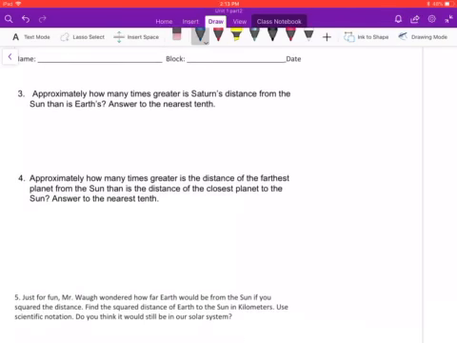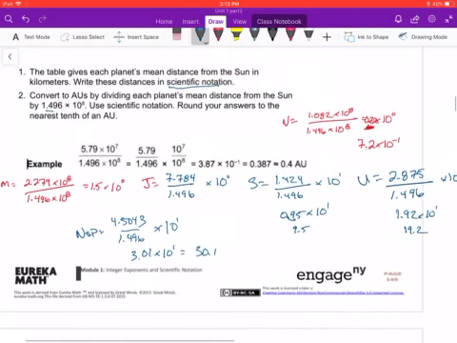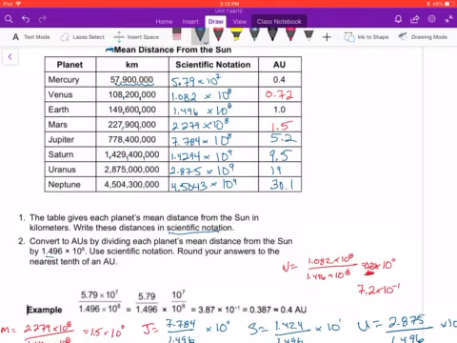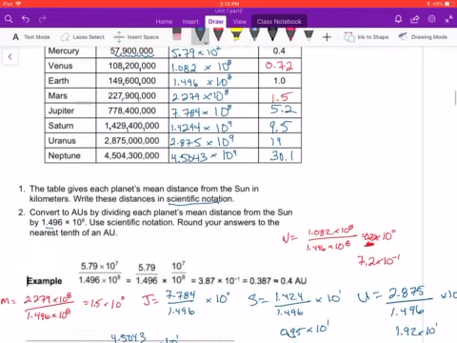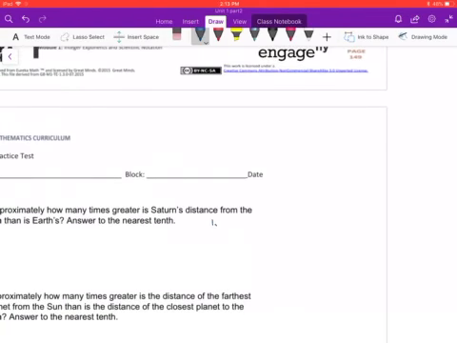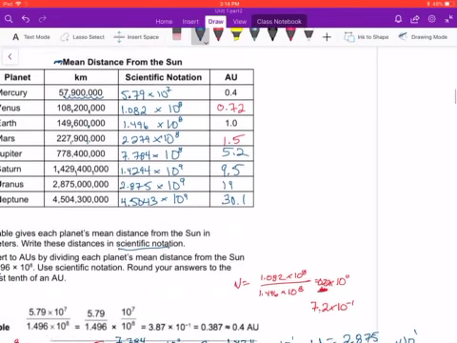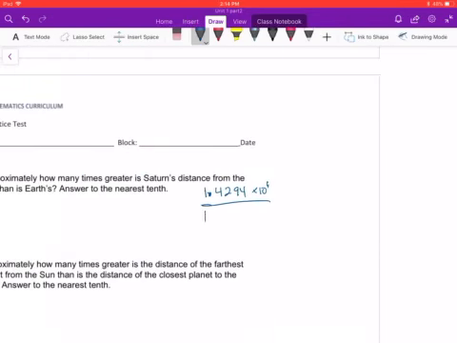It says approximately how many times greater is Saturn's distance from the sun than is Earth. So Saturn's distance, and I'm going to do it in scientific notation because that's what we're working in. Saturn's distance is this, 1.4294 times 10 to the 9th. Earth's is, I got to go back up there, 1.496 times 10 to the 8th. I subtract exponents, and now I do my division.